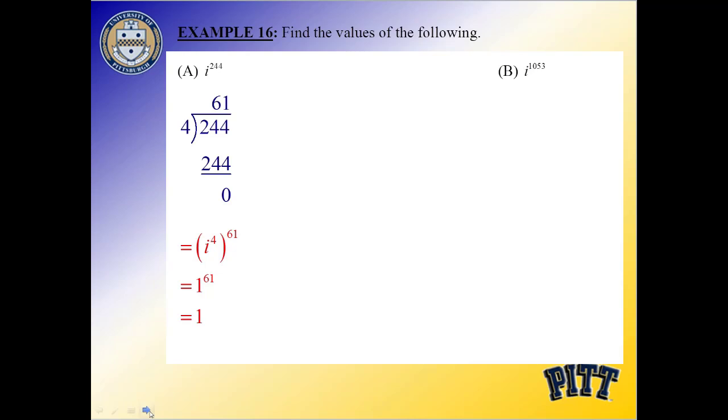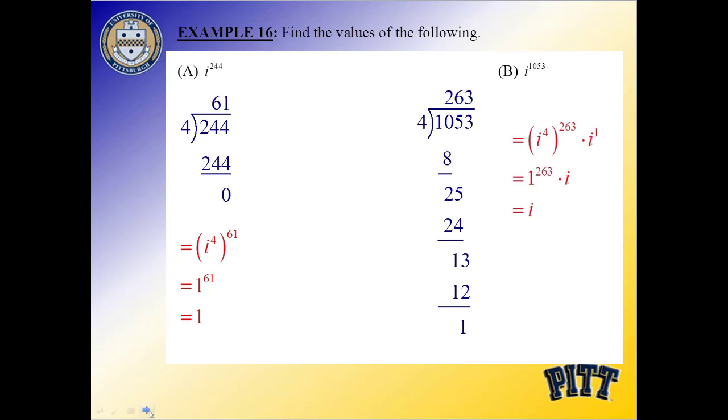In a very similar fashion, if I was doing i to the 1053rd power, I take 1053 divided by 4, I get 263 and a remainder of 1, which means that I can break i to the 1053rd power into i to the 4th, to the 263rd power, because remember those exponents get multiplied, times i to the 1st power, that's that remainder. The i to the 4th to the 263rd power again becomes 1 to the 263rd power, which again is just 1, and 1 times i is i.